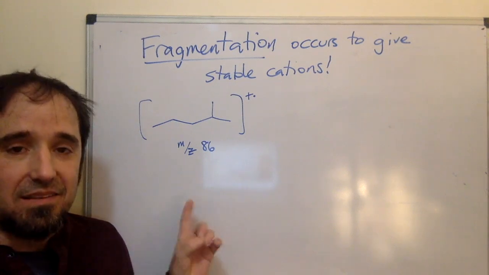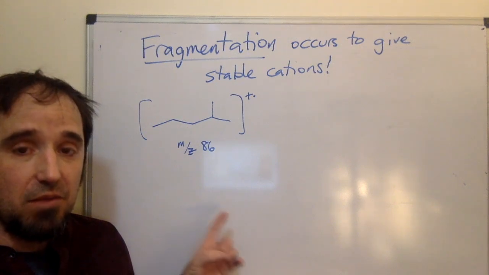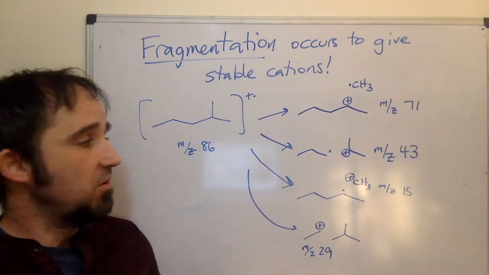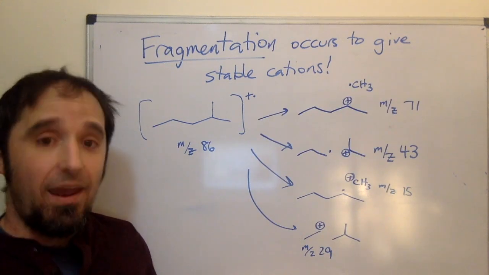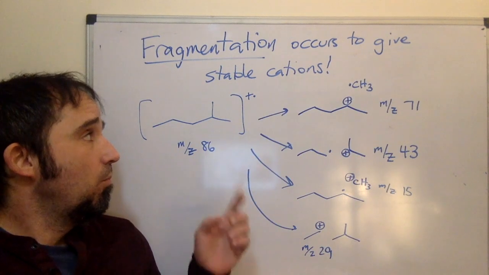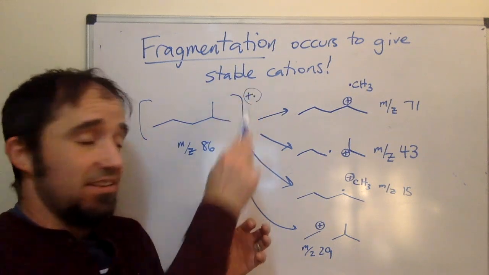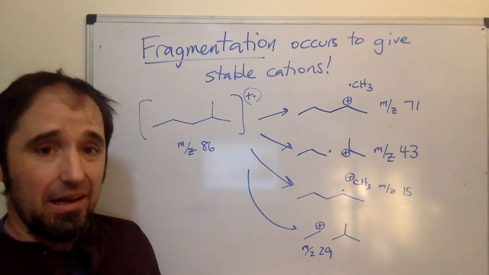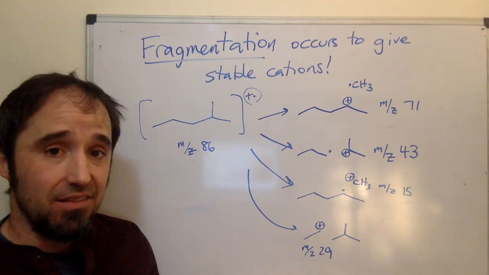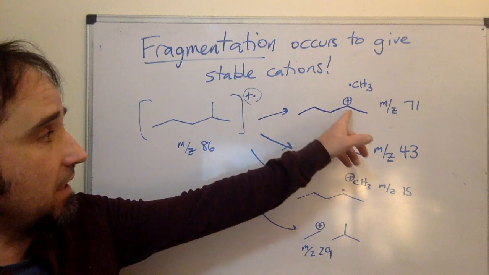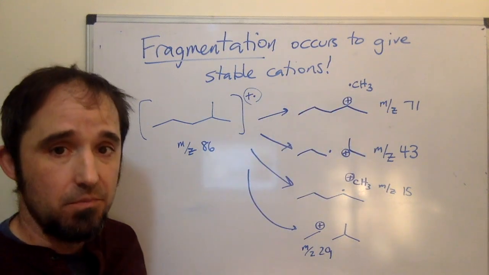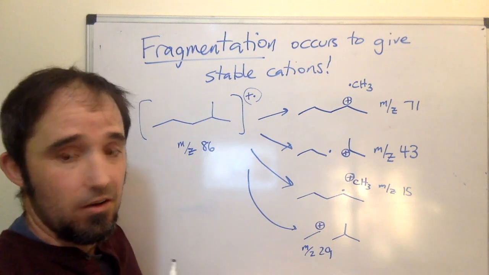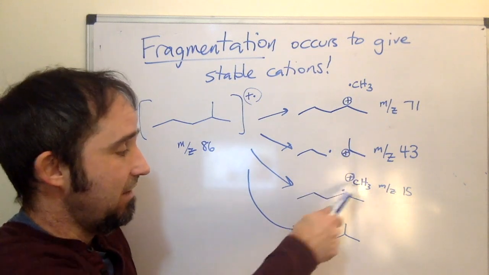Let's think about some ways that this could break down to give me radicals and cations from this radical cation. These are a couple of ways that I could fragment this. Again, this is a radical cation. It's short an electron, so we can think of one of these bonds as a half bond that I'm going to break to give a cation and a radical. So I could break it to give this cation and that radical, or I could break it to give that cation and so forth.